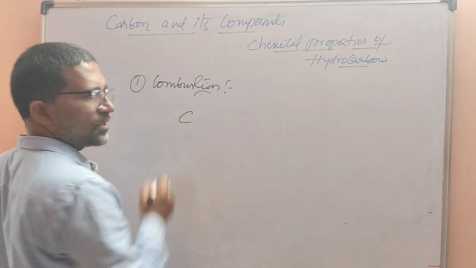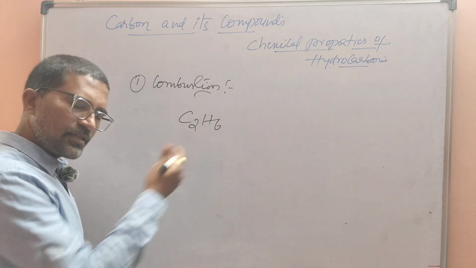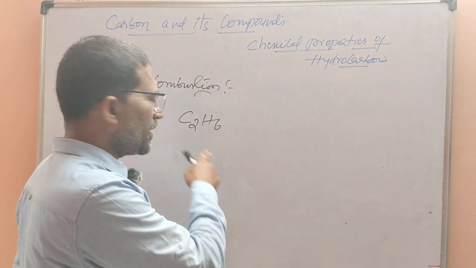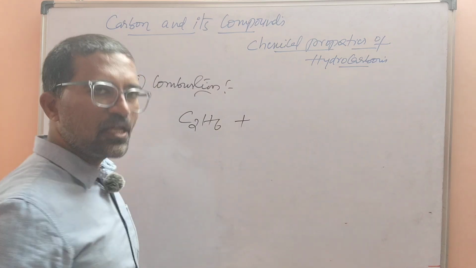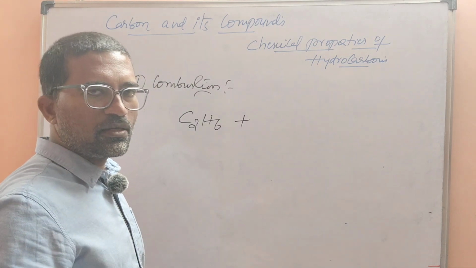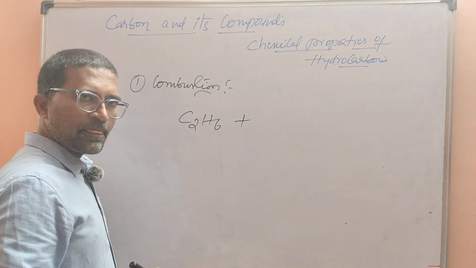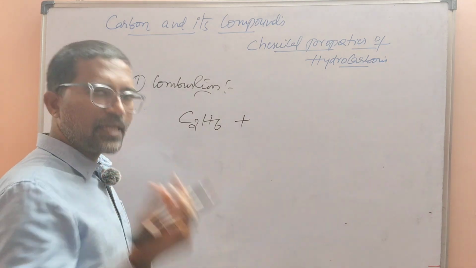Now I can go with a compound like C2H6, which is called ethane. It is also a hydrocarbon. It is a saturated hydrocarbon. That is because between carbon and carbon we have a single bond. Even in the first case, around the carbon all are single bonds. Methane is also a saturated hydrocarbon, and ethane is a saturated hydrocarbon, which comes under alkanes.